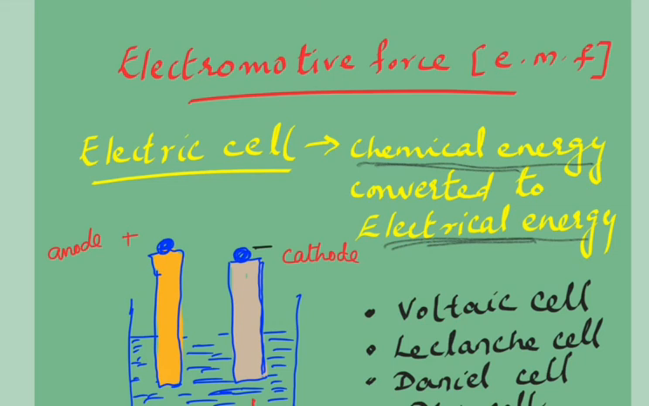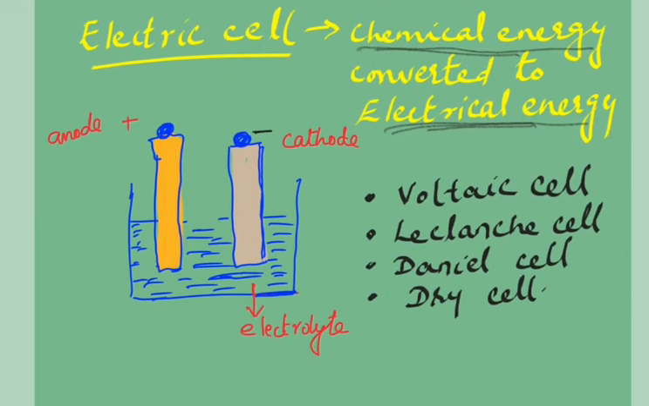In its simplest form, an electric cell can be shown as shown here. There will be a vessel or an apparatus which contains electrolyte, mainly in semi-liquid or liquid form. Then you have two electrodes, cathode and anode. The positive electrode is known as anode and the negative electrode is known as cathode, which are dipped inside the electrolyte, and we will get electricity from these two terminals. This is the positive terminal and this is the negative terminal.